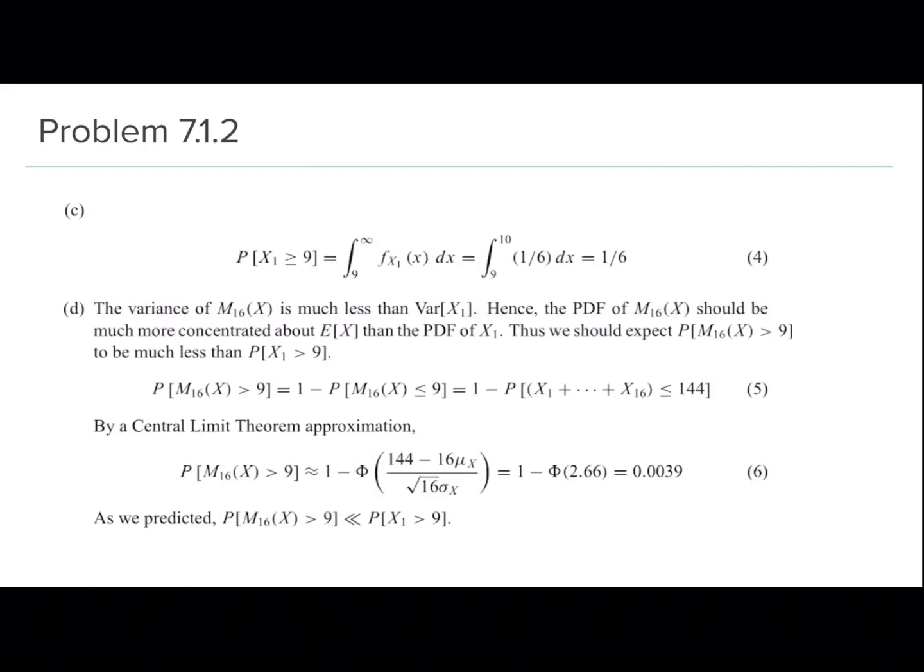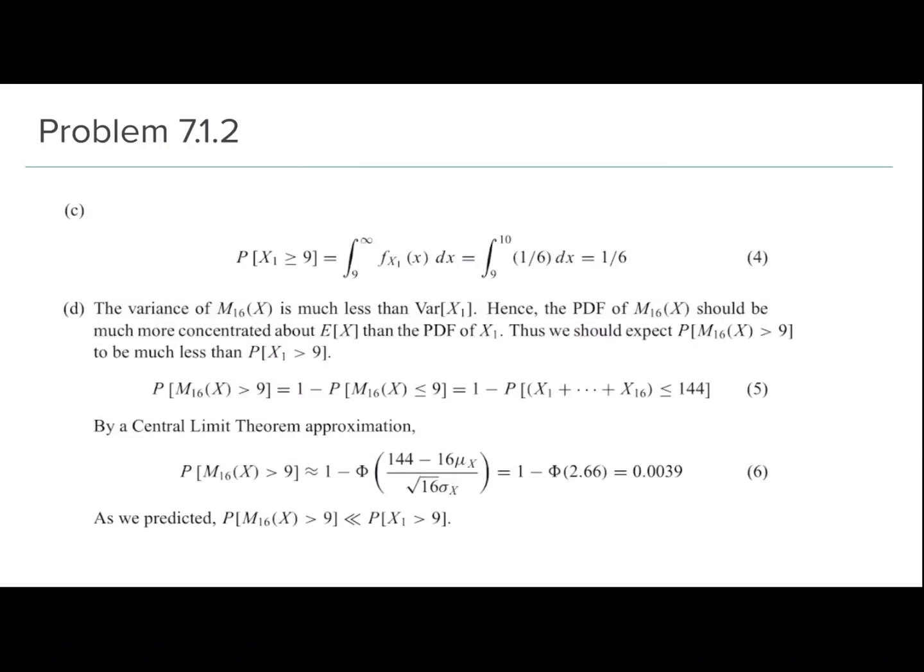Applying the central limit theorem approximation again, this will be equal to 1 minus psi of 144 minus 16 times mu X divided by root 16 times sigma X, and mu X we know was 7 and sigma X was 3. So when we replace these values, we get 1 minus psi of 2.66, and this totals to be 0.0039.